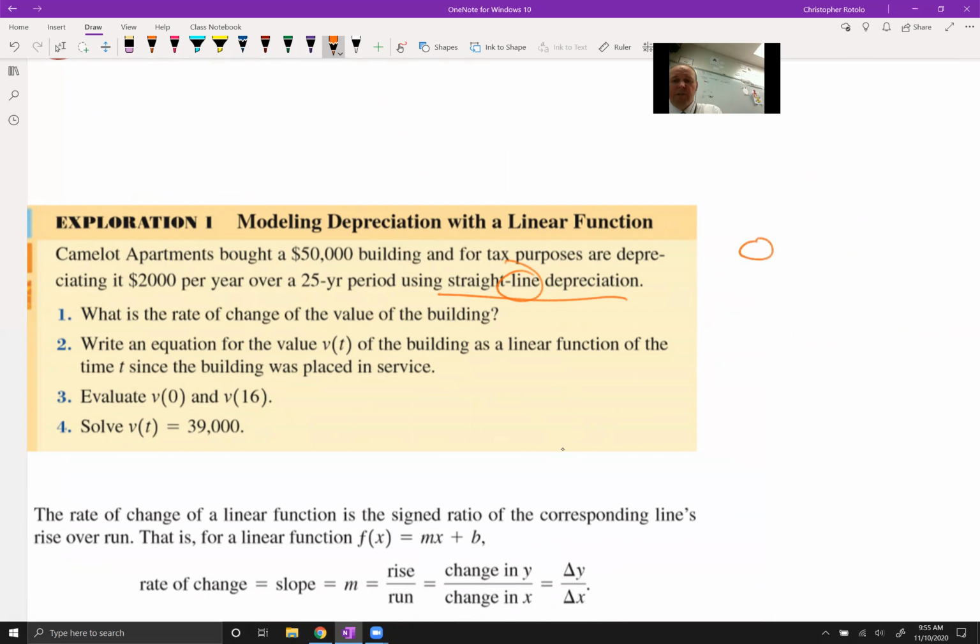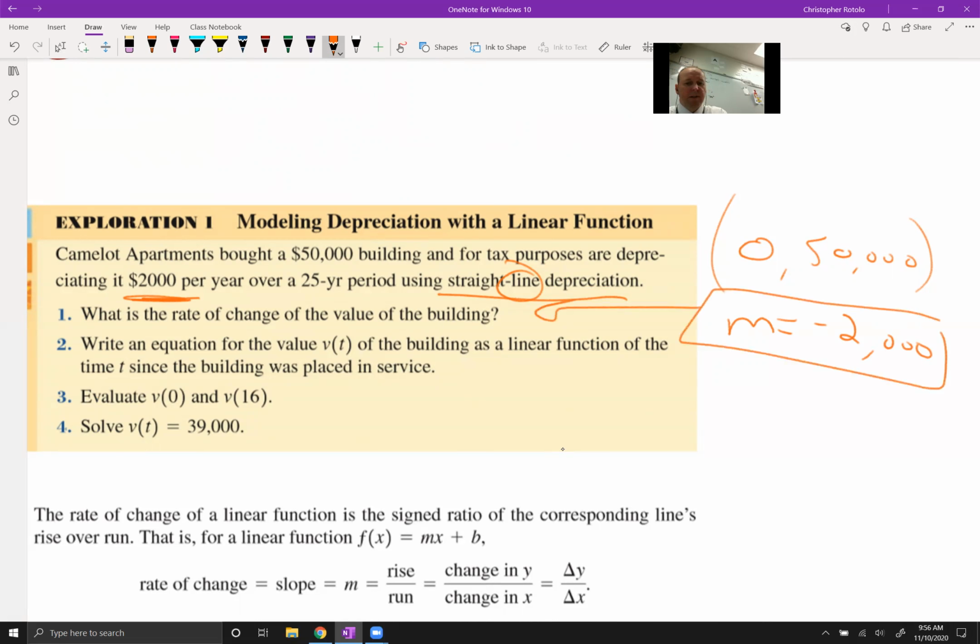So at year 0, it was $50,000. Okay, and they're using a slope depreciating $2,000. And for linear, that means the slope is negative 2,000 to that value. And that's for the first 25 years. Okay, what's the rate of change for the building? Well, we just found out that that's the slope.